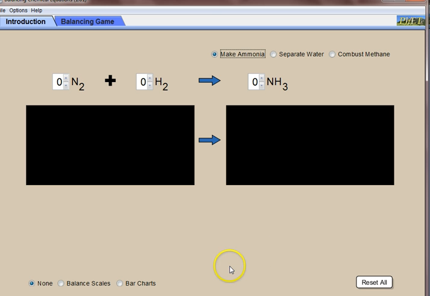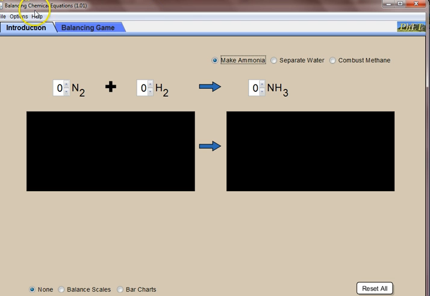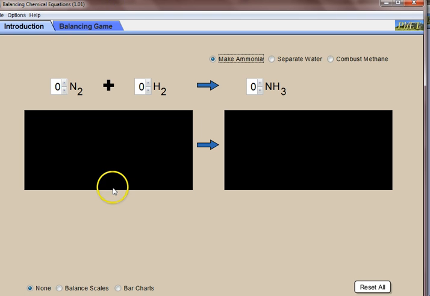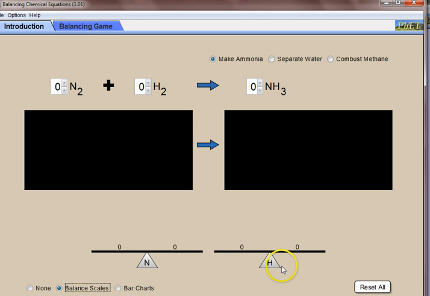Okay, so the first thing we do is open up this lab. This is called balancing equations. You can probably see it on the top right here. It's called the balancing equations lab. The first thing we do on the top is click make ammonia. Then at the bottom, click balancing scales right here. So you get these two different scales on here.